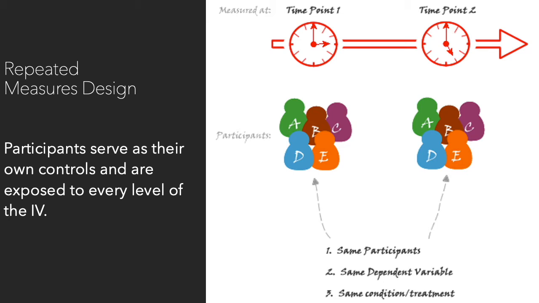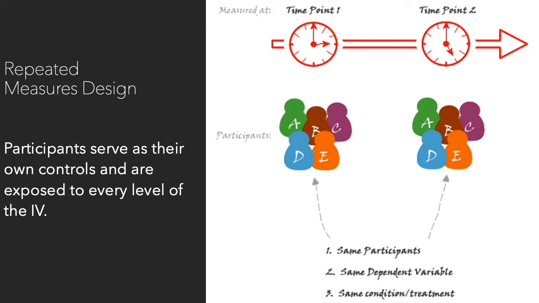So we saw the matched pairs. To be honest with you, though, the more common way in which a dependent measures experiment happens is called a repeated measures design. And basically what happens here is the participants serve as their own control group, and they're exposed to each level of the IV.